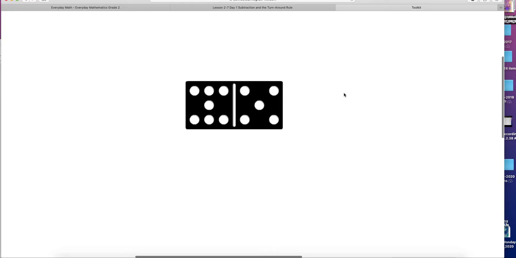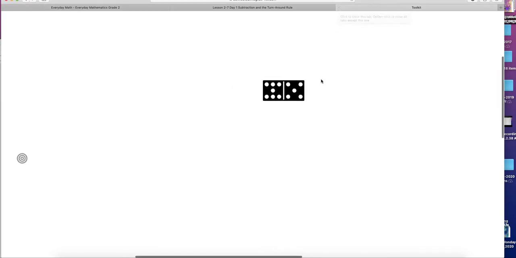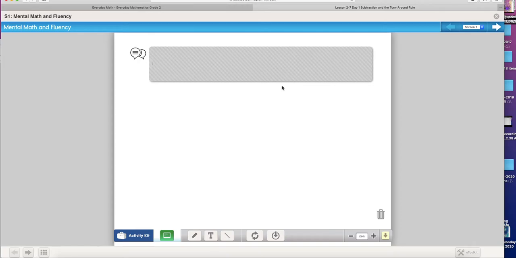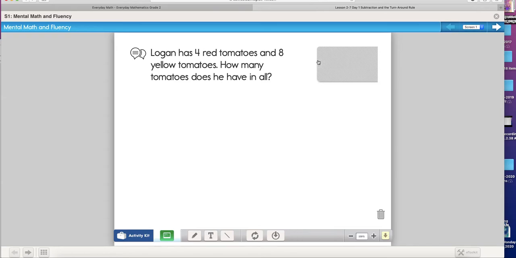So now for today, however, we're going to see if we can use the turnaround rule when it comes to subtraction. So let me close this out real quick. And we're going to get started in our bell ringers first, so our brains are warmed up. So here we go. Today's lesson is talking about using subtraction with the turnaround rule. So let's see what our first bell ringer is. Ding, ding, ding, ding, ding.